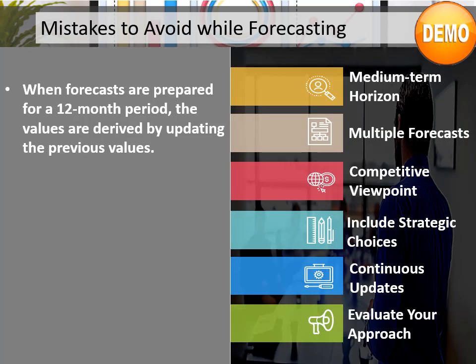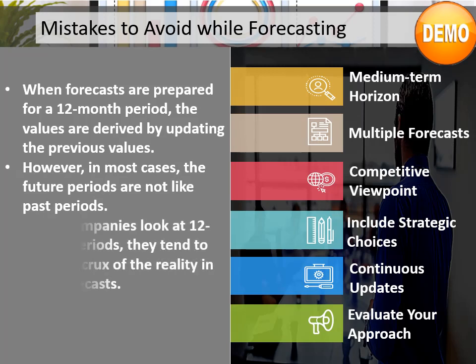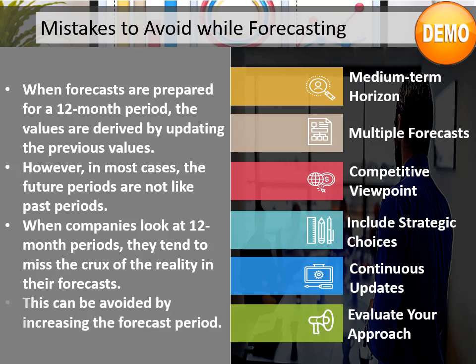When forecasts are prepared for a 12-month period, the values are derived by updating the previous values. However, in most cases, the future periods are not like past periods. When companies look at 12-month periods, they tend to miss the crux of the reality in their forecasts. This can be avoided by increasing the forecast period.